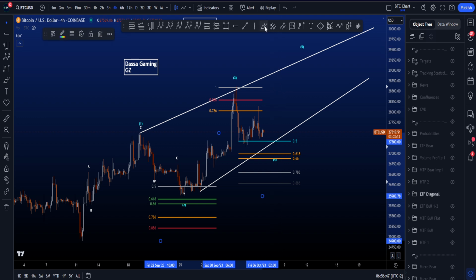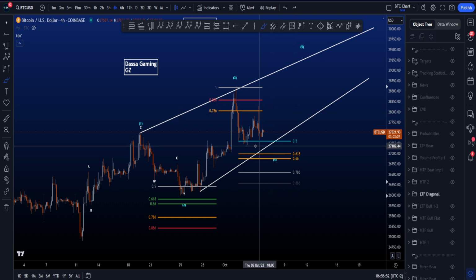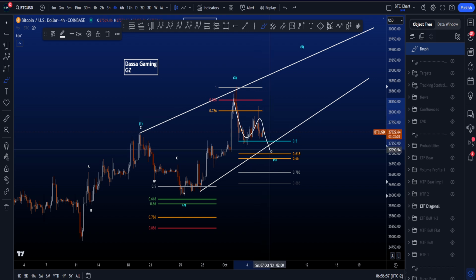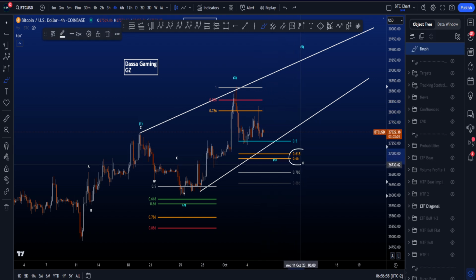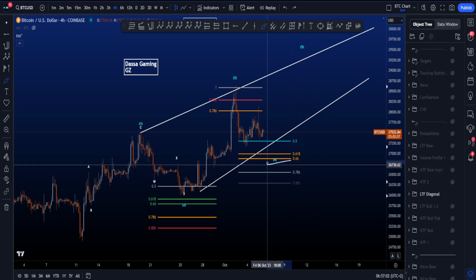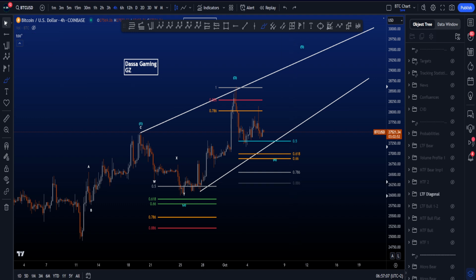For a wave 4, the 0.5 to the 236 is most common for a diagonal. Over here, the 0.5 has been hit. But if we do something like this, we then go to a more rare target, which is the golden pocket. It's a less common target, I should say. It's orange. The gray ones down here, those are the rare targets for a diagonal.